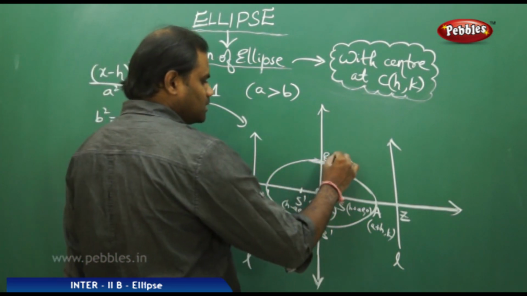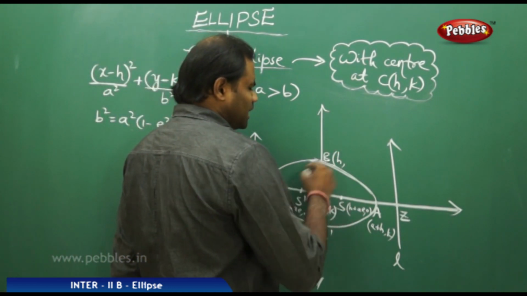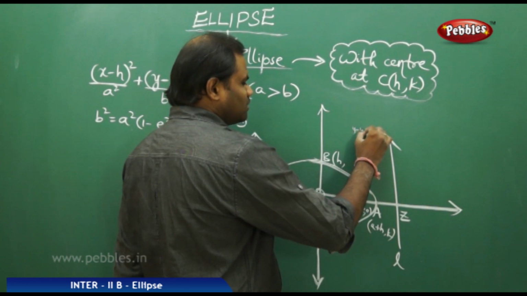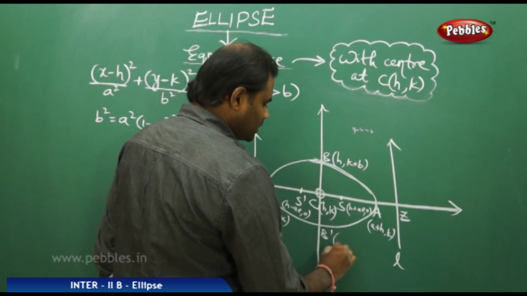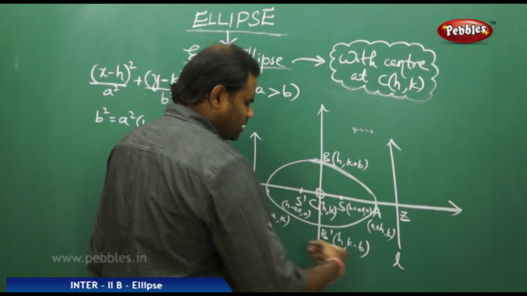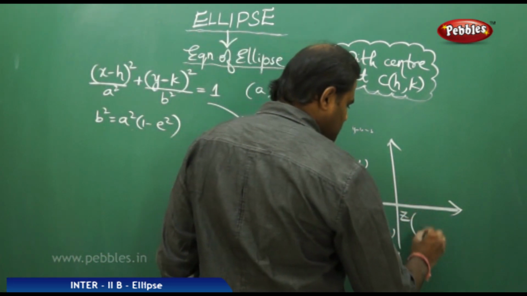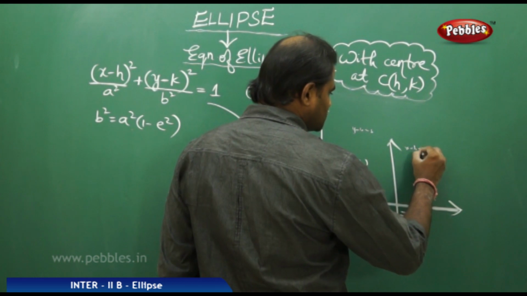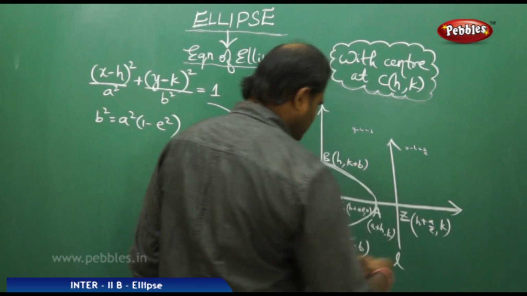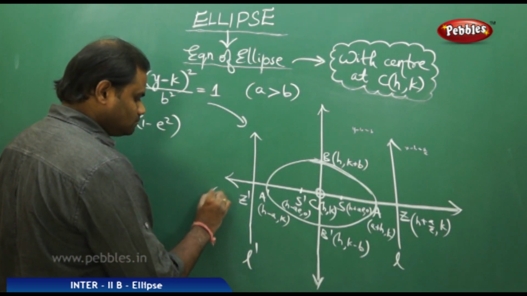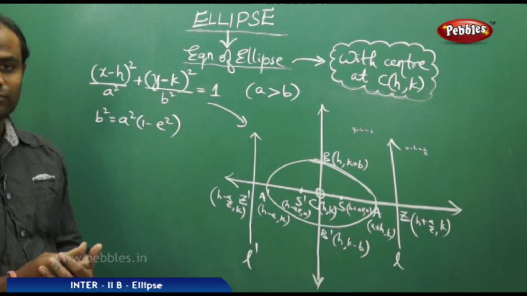Now here for B, which is (0, b), the 0 means x minus h, so it comes as h, and y minus k equals b gives us k plus b. So here this is (h, k plus b) and (h, k minus b) for B and B dash. Now my Z is (a by e, 0), so x minus h is a by e, so (h plus a by e, k), and (h minus a by e, k) is what I get for Z dash.